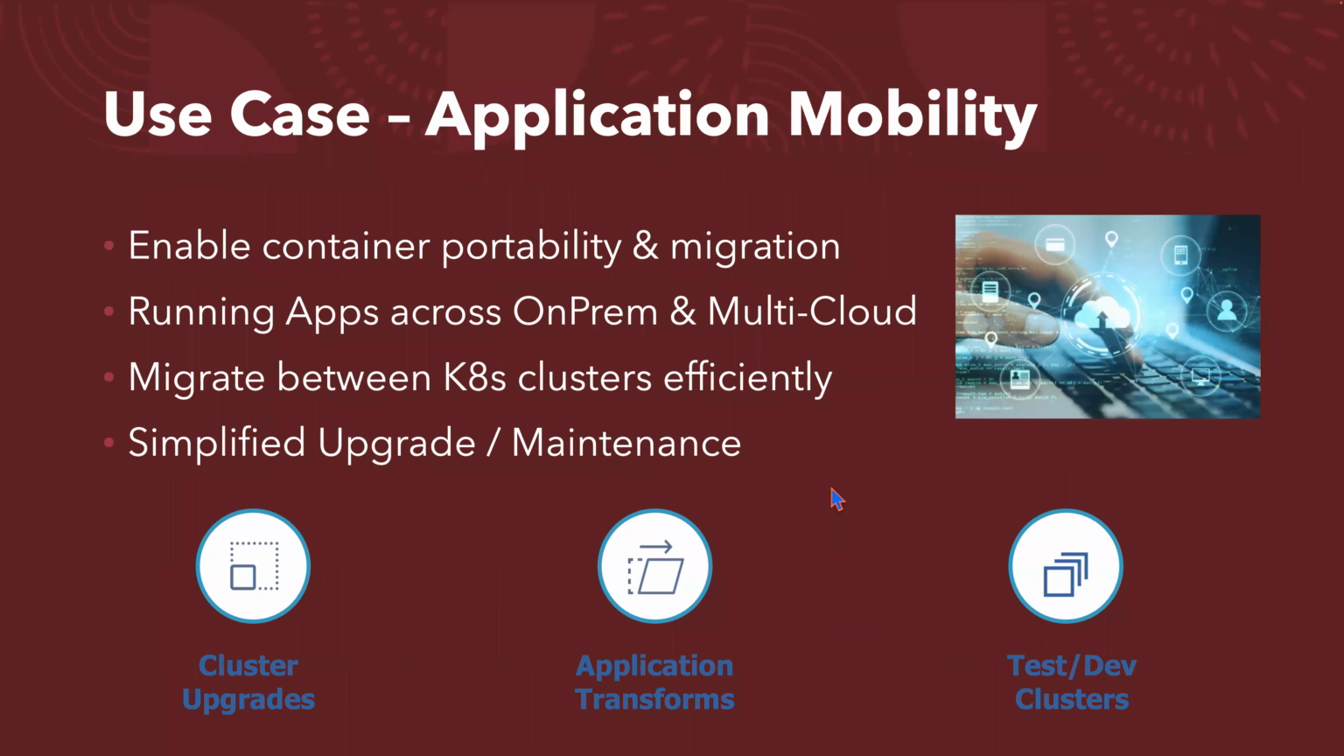So these are major use cases. Why do customers use Kasten K10 for application mobility? So they want to reach container portability. They want to easily migrate from one cluster to the other. They want to run some applications on-premises, some applications in multi-cloud. So we make it easy. You can easily and flexibly move any one of your applications to any other Kubernetes cluster. So we allow you to migrate between different clusters efficiently.